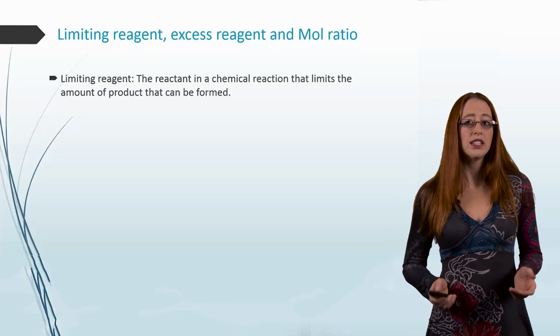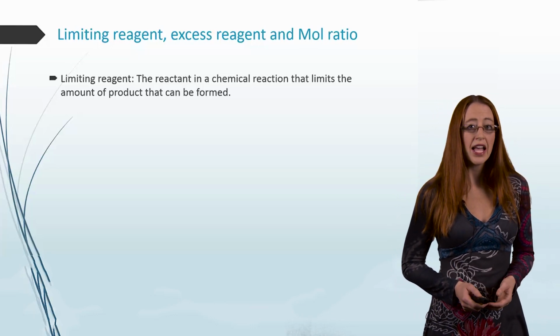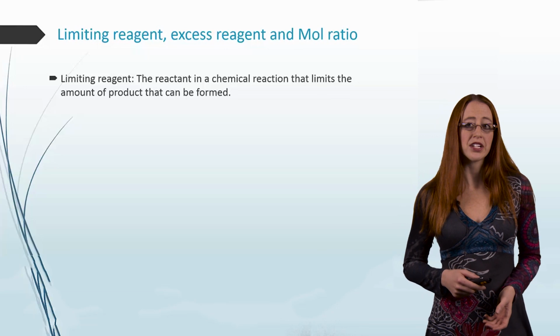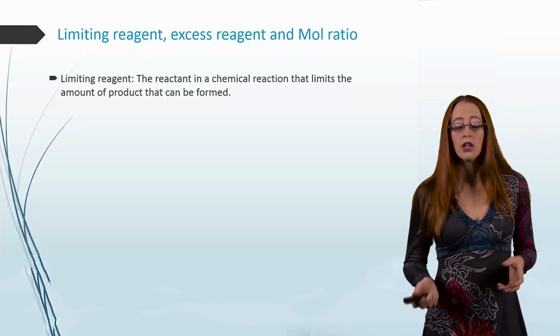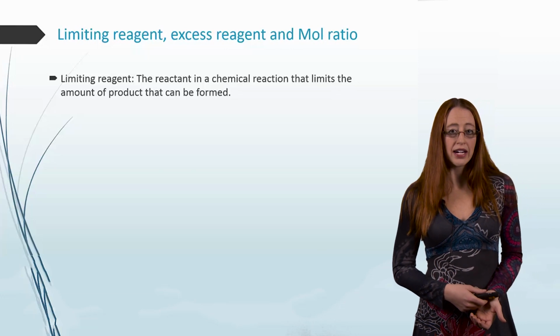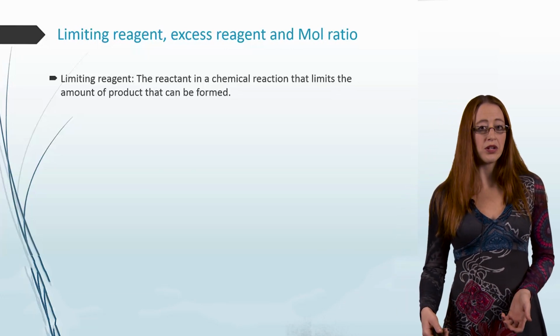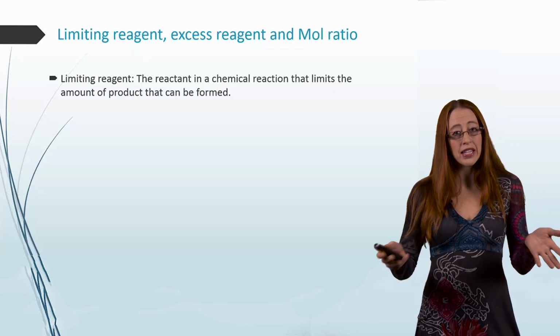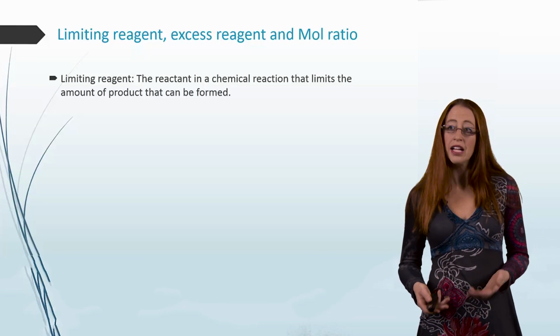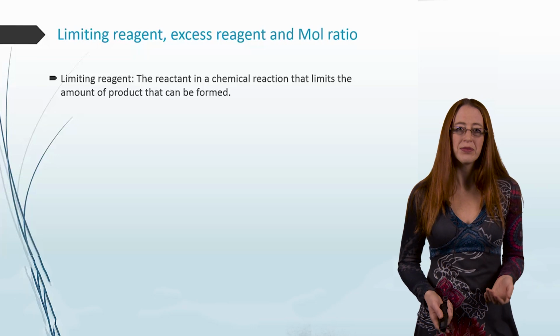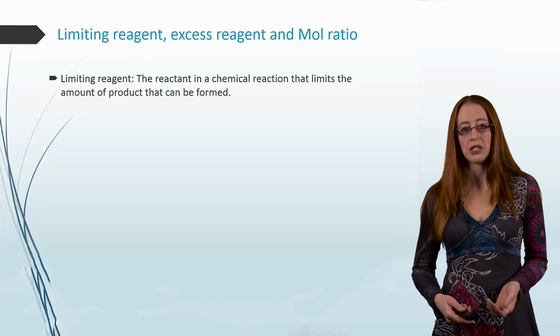So first off, let's define what a limiting reagent is. This is a reactant in the chemical reaction that limits the amount of product that can be formed. We know that when reactants react, they react in very particular ratios. Now, if you put in that exact ratio of those reactants into a beaker, then there won't be any reactants left. But that's not typically how experiments are run.